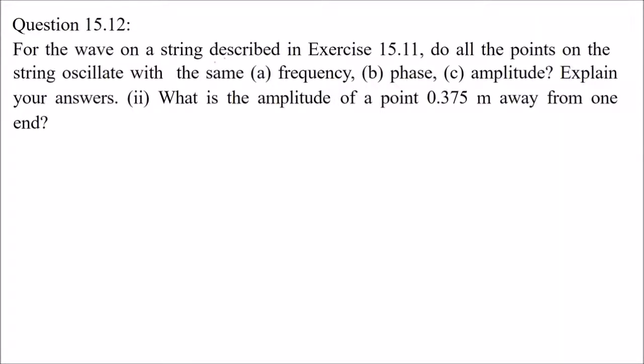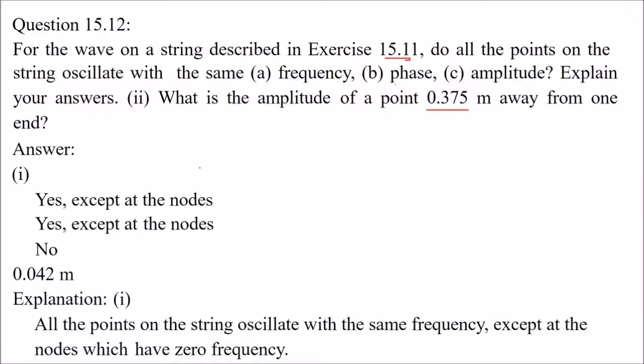For the wave on a string described in exercise 15.11, that is question 15.11, do all the points on the string oscillate with the same frequency, phase, and amplitude? You have to explain your answer. And what is the amplitude of a point 0.375 meter away from one end? The answer is something like this. We'll give the explanation first, then you'll understand what is happening here.